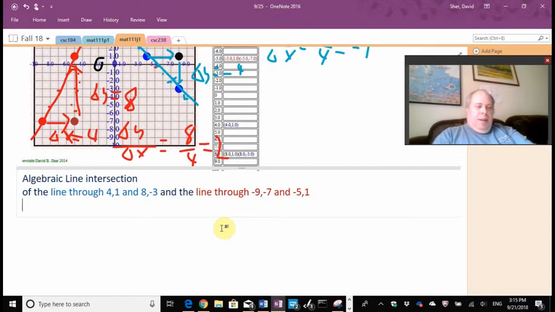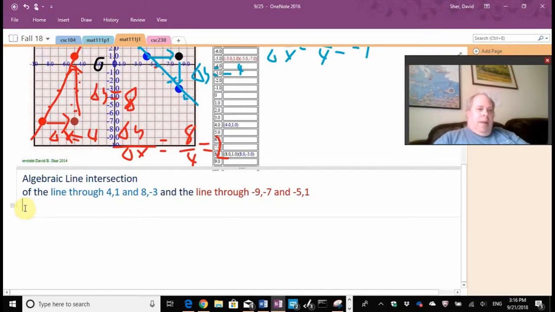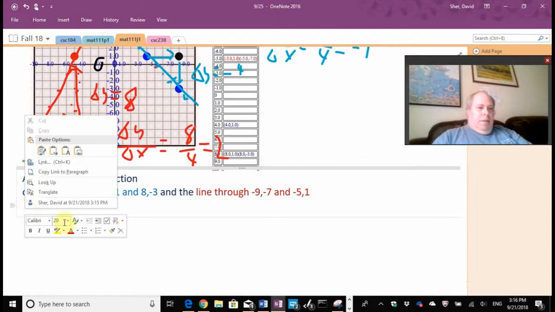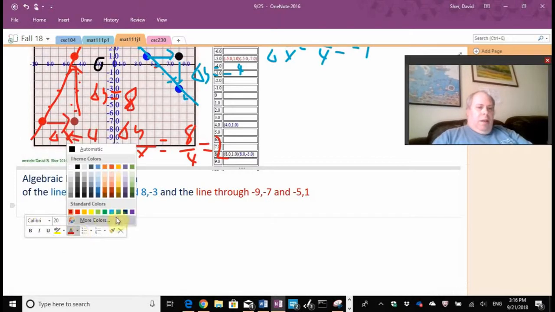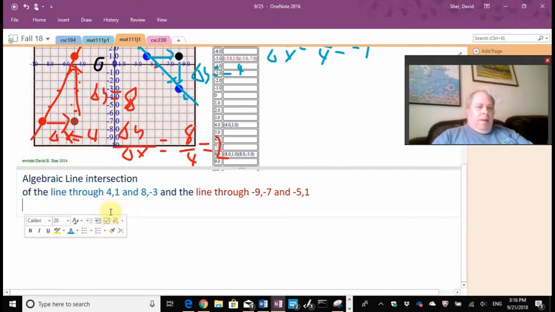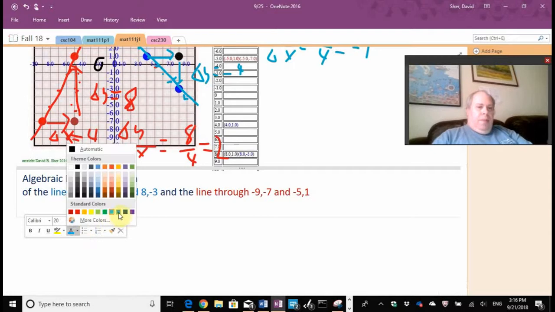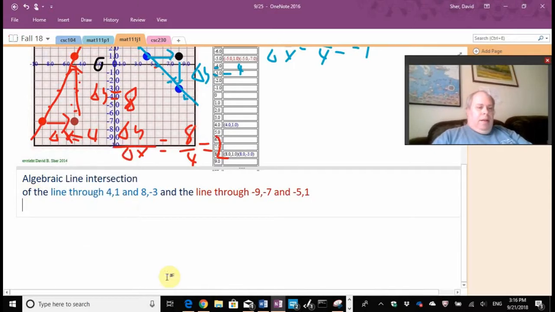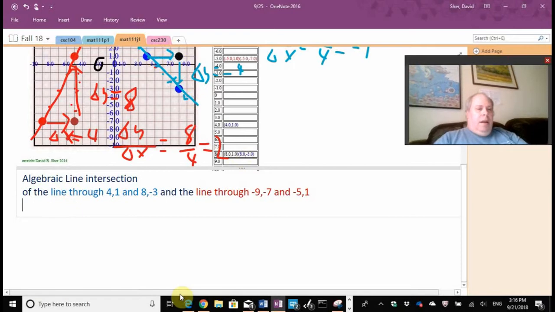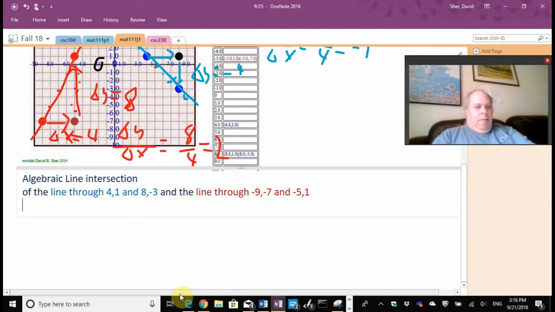Now we've done this in the past, so it's fairly straightforward. We find the slope, we find the intercept, and we know the formula. So I'm going to change the color of my text to dark blue, to represent the color of the line in this graph. Okay, so we'll do that math in blue.